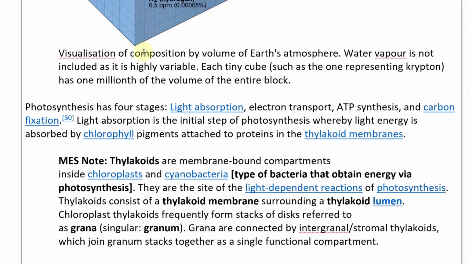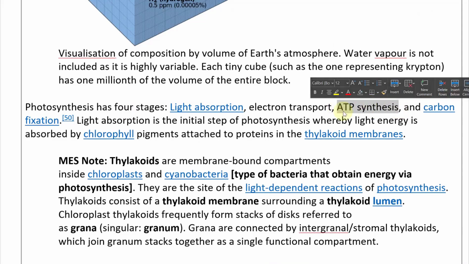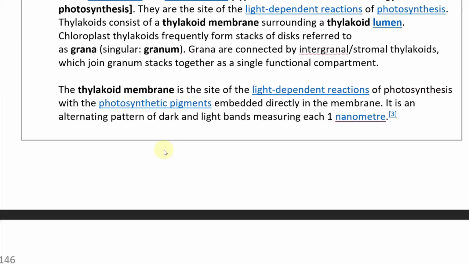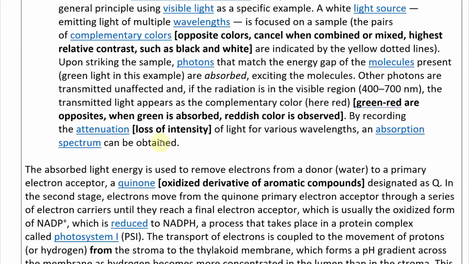If you see, this is how I learn. I keep going back and forth until it gets stuck in my brain. So that's ATP synthesis, and we're at here. The next one is carbon fixation. So we went from light absorption, electron transport, and ATP synthesis, and carbon fixation is the next one after this one right here.